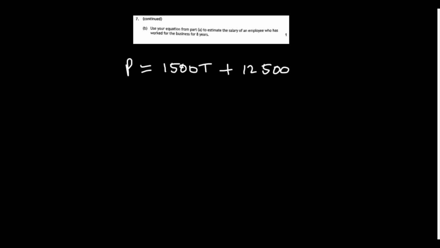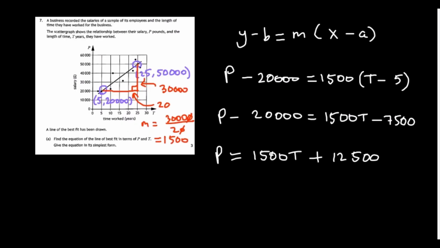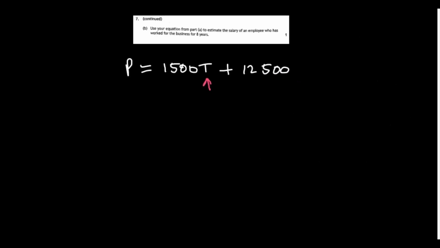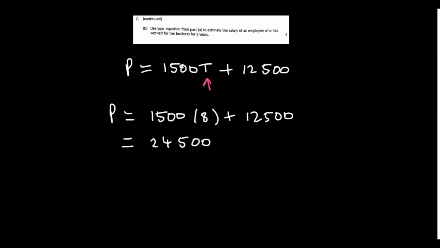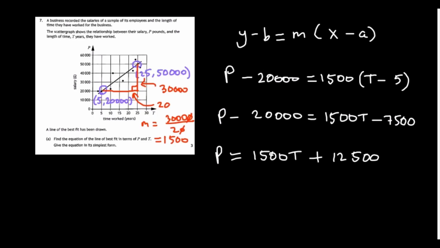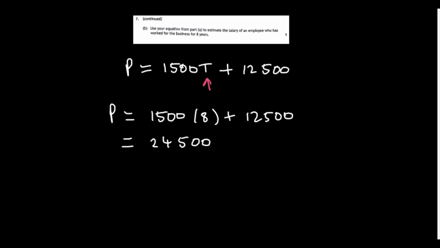Okay, so if someone has worked for 8 years, then this would be 8, because T is time worked in years. And then the salary would be P equals 1,500 times 8 plus 12,500. And that would become 12,000 plus 12,500, so that would be 24,500. So that would be the salary in pounds, because P is in pounds.